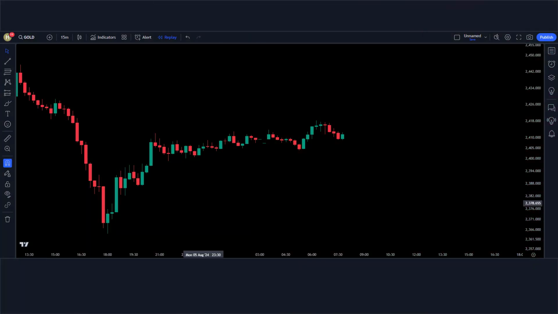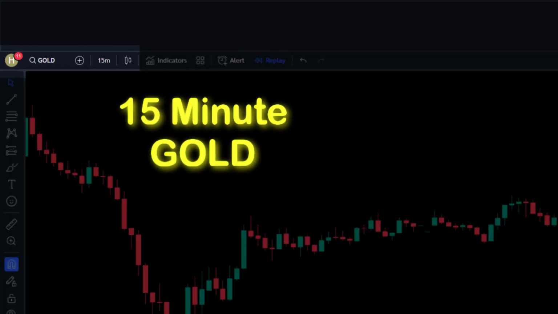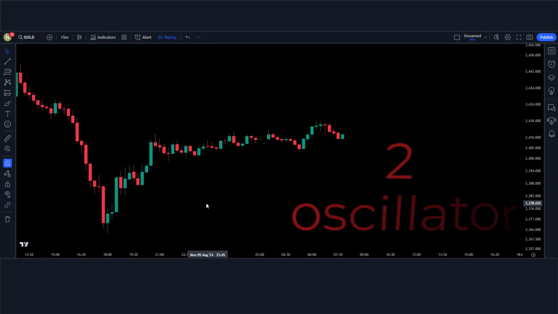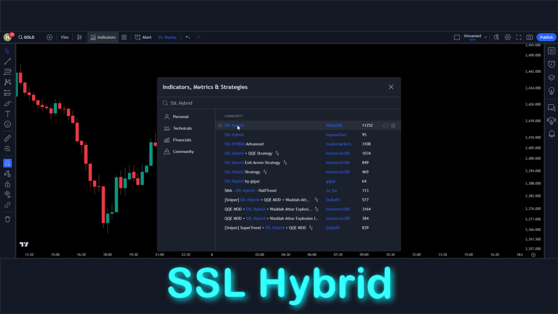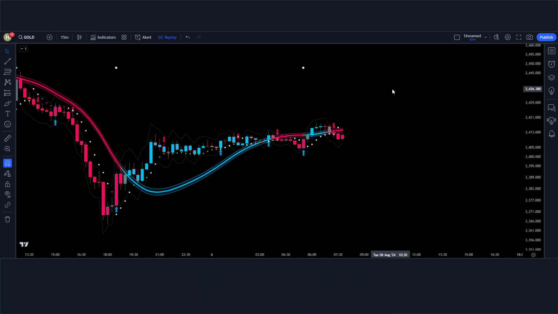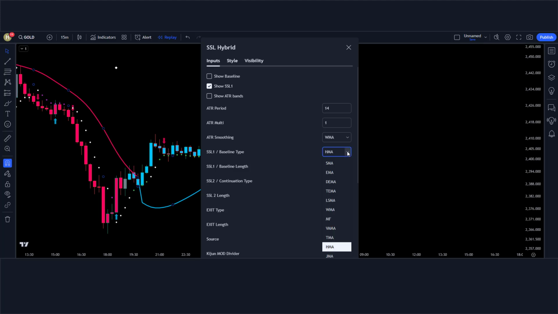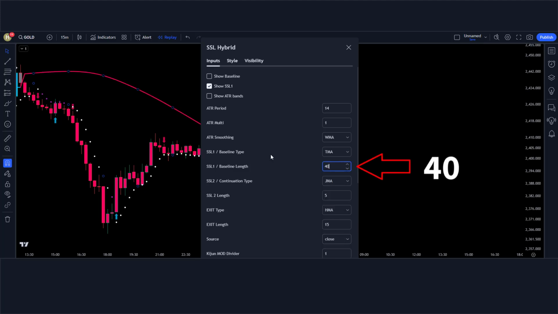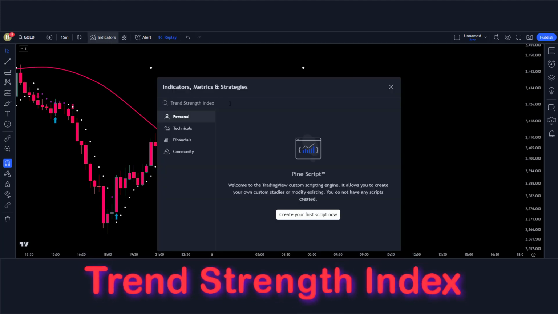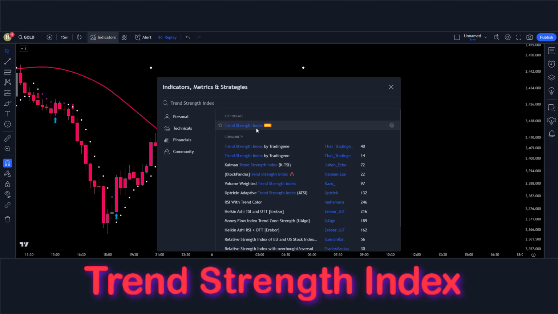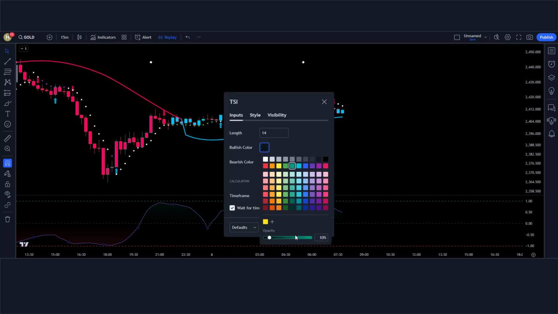So let's get started. Now let's create a trading setup. We are going to test this strategy on the 15-minute time frame and gold chart. In this setup we would require two oscillators. The first indicator name is SSL Hybrid. Keep the indicator setting as I have shown here. The second indicator name is Trend Strength Index. Keep the indicator setting as I have shown here.